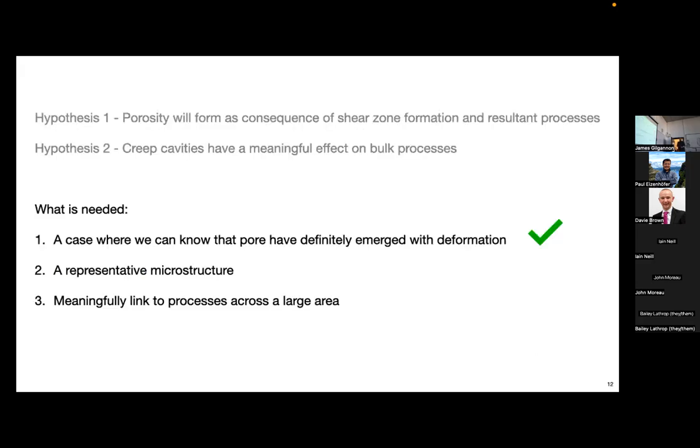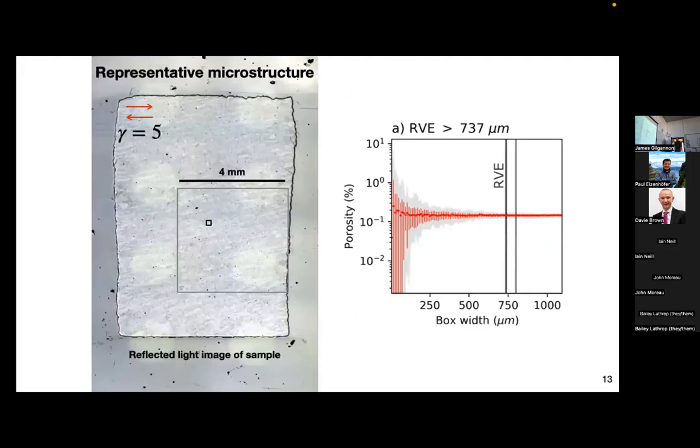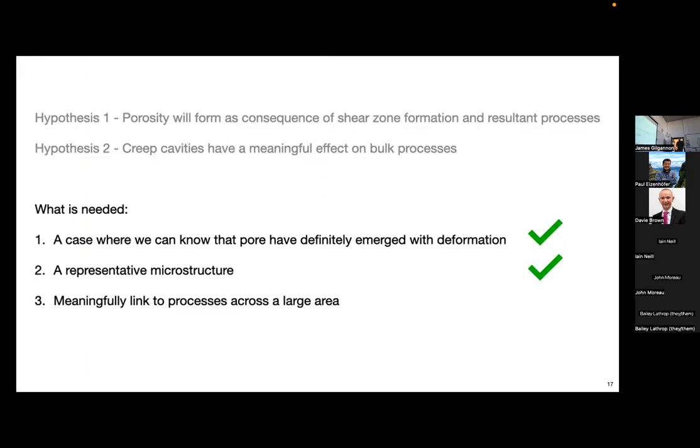So we know we have porosity, but we want to be able to look for a representative microstructure and make a meaningful link to the process. And so to start with, we took an even bigger map of an area. We varied a series of boxes, 100 boxes, 100 times, looked at statistics of that, waited until that microstructure homogenized. And then we made the relevant maps because we now know that everything bigger than this, about 750 by 750 box size, is representative for this sample and these processes. So we can make a statement that's representative about our shear zone, essentially.